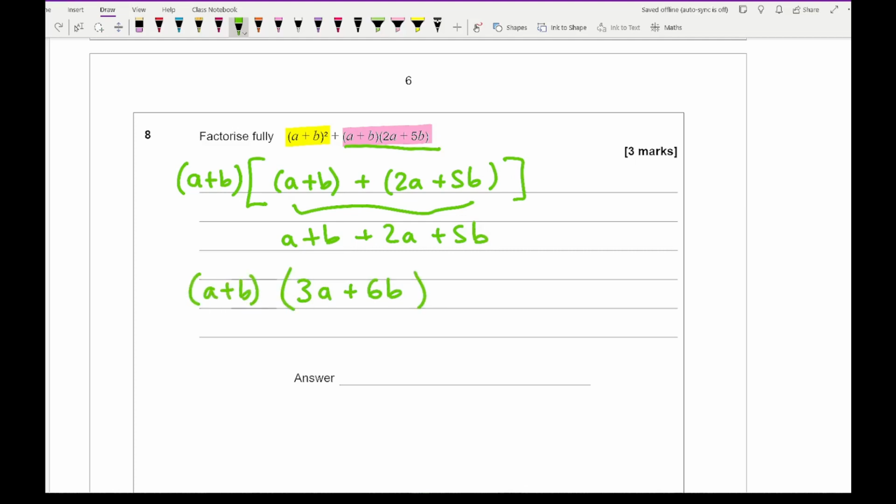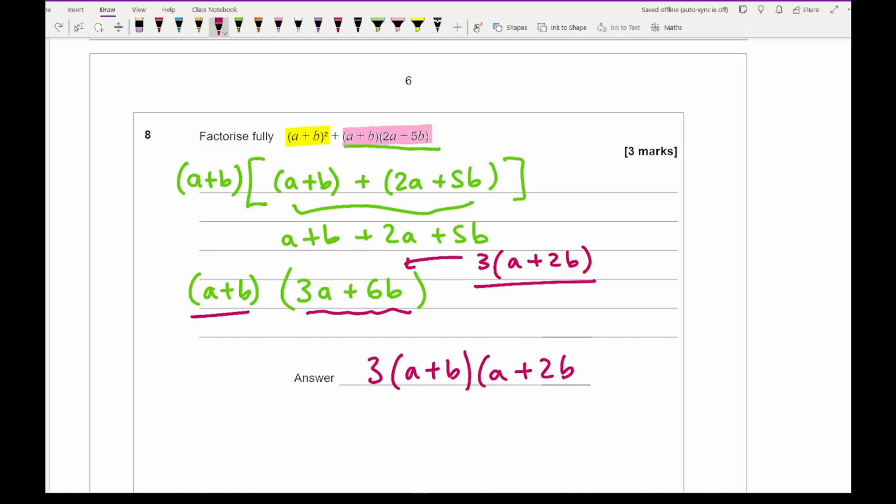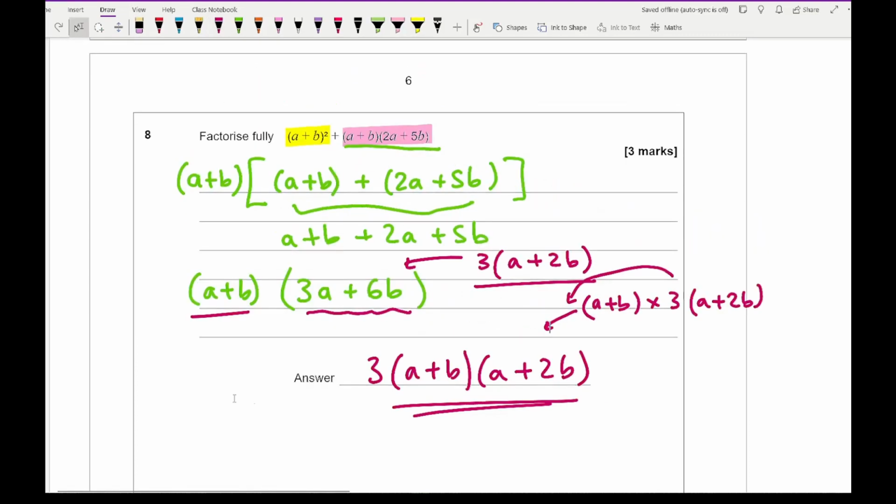a plus b. And then I can factorise this by taking a 3 out. So that then becomes 3 lots of a plus 2b. So then joining these three things together, I get 3 lots of a plus b and a plus 2b. Now again, if you're not sure about where that's come from, that's basically come from a plus b multiplied by 3a plus 2b, in which all I've done is just move the 3 to the front and got rid of the times, and it gives me this as my final answer. And that is the last question on this topic test.